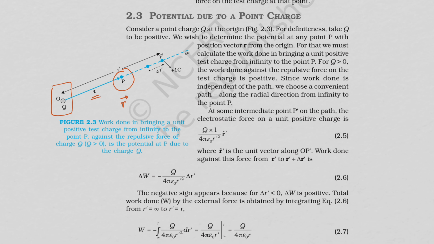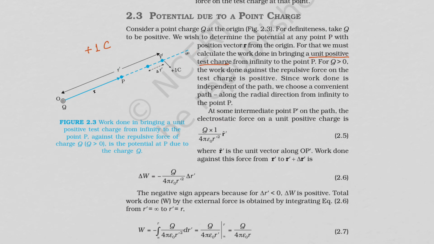To do that, we have to establish certain things. There is another charge, called a unit positive test charge, which will be of +1 coulomb. First we establish that this charge is at infinity, that is, very far. Then work has to be done, a force has to be applied on this charge, to bring it from infinity to this point P.